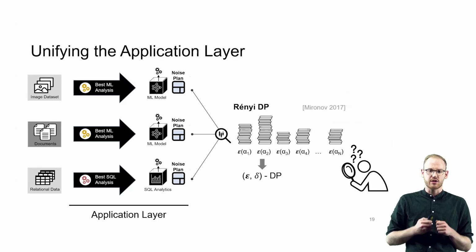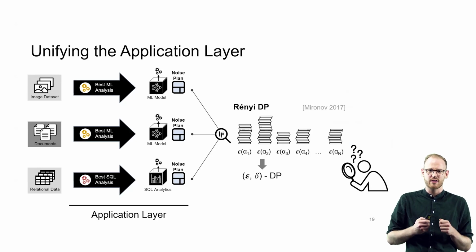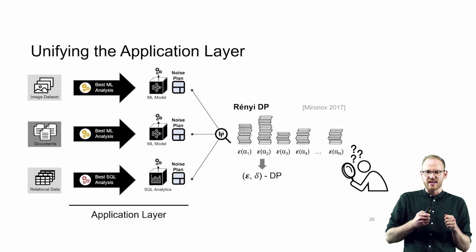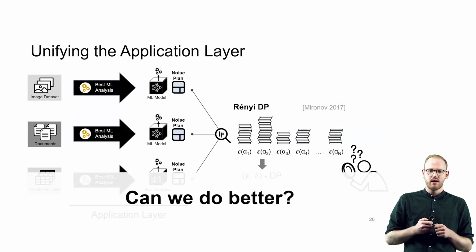Now, RDP is an attractive choice for composition in this setting because it supports a wide range of mechanisms, is relatively efficient, and still offers a simple composition rule that is attractive from a systems perspective. With this, we now have unified the application layer in a way that vastly improves our system's ability to perform a privacy analysis across diverse DP applications. However, is there a further way at the system level to enhance the privacy analysis?